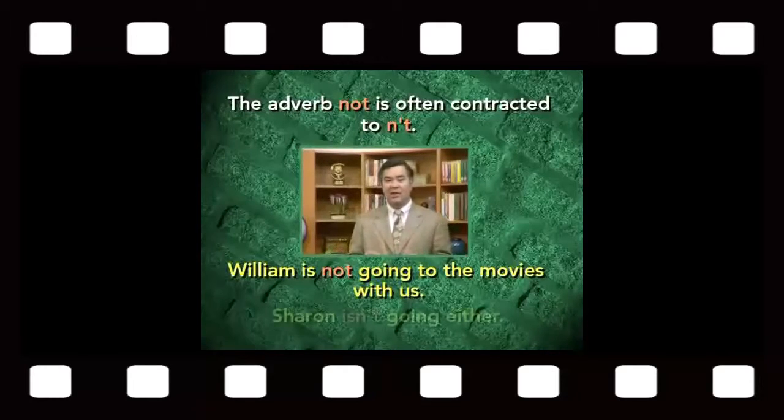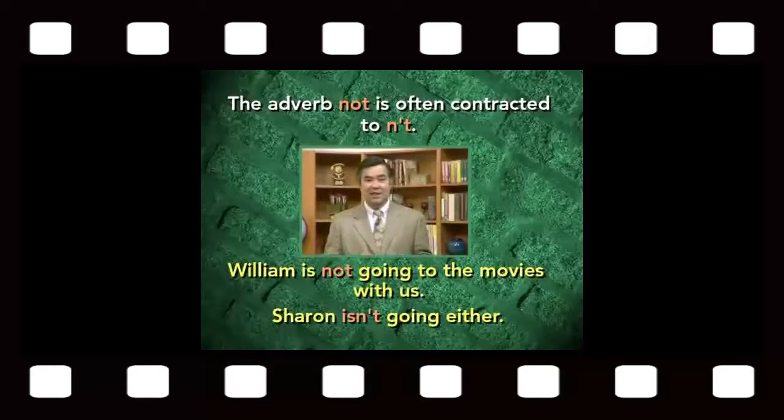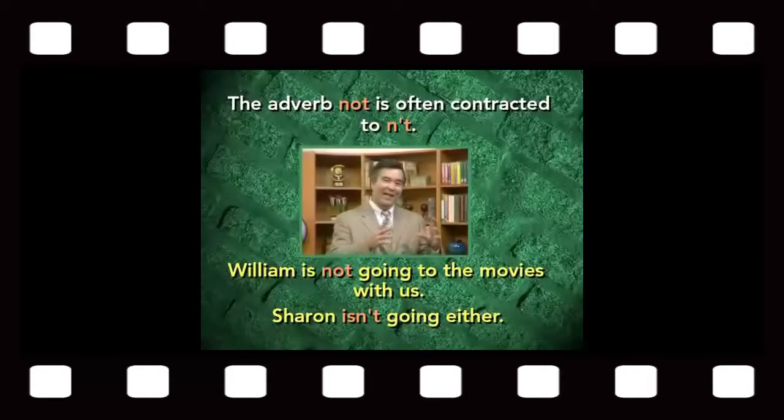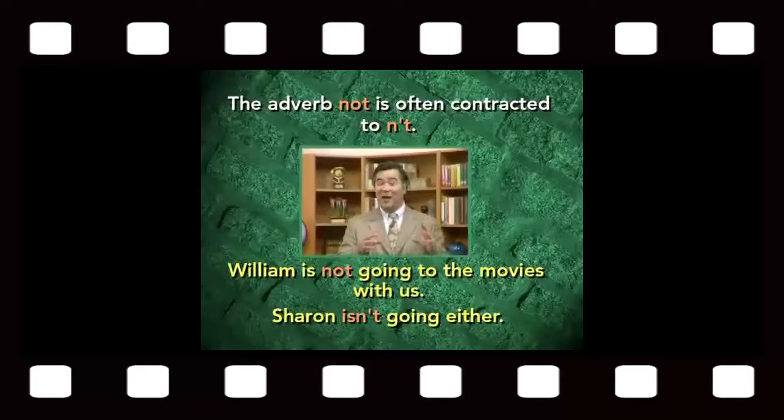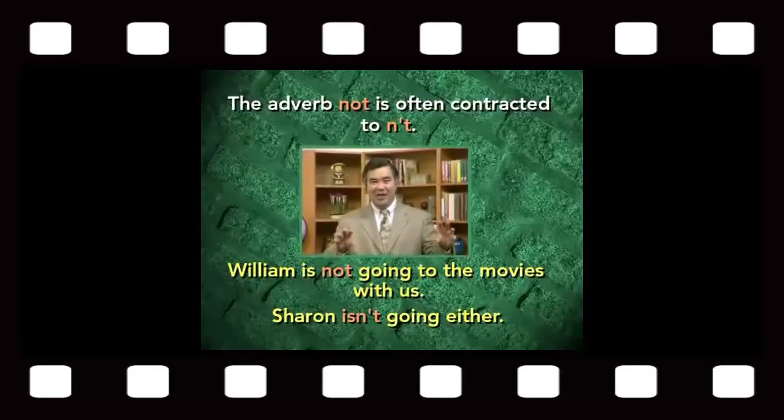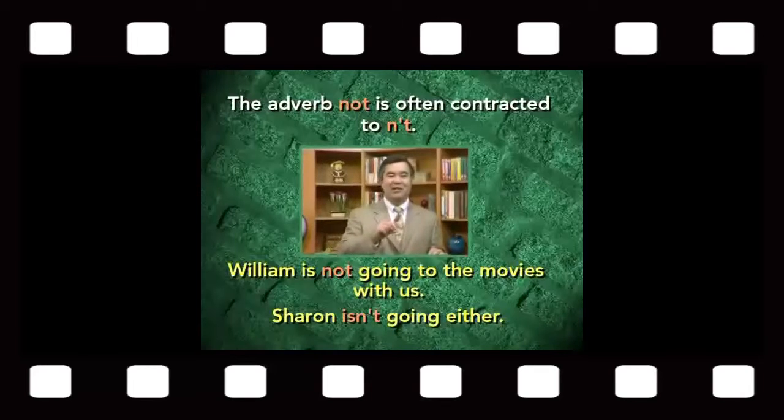He is not going to the movies with us. Now look at this sentence. Sharon isn't going either. What's the verb phrase in this sentence? In this sentence, the verb phrase is is going. And in between, we have the adverb not, which has been contracted to n't. Sharon isn't going. So even though is does not appear in this sentence as a word by itself, nonetheless, if you're asked what the verb is in this sentence, the correct answer would be the verb phrase is going, and not, the contraction n't, has been stuck in the middle to negate the meaning.